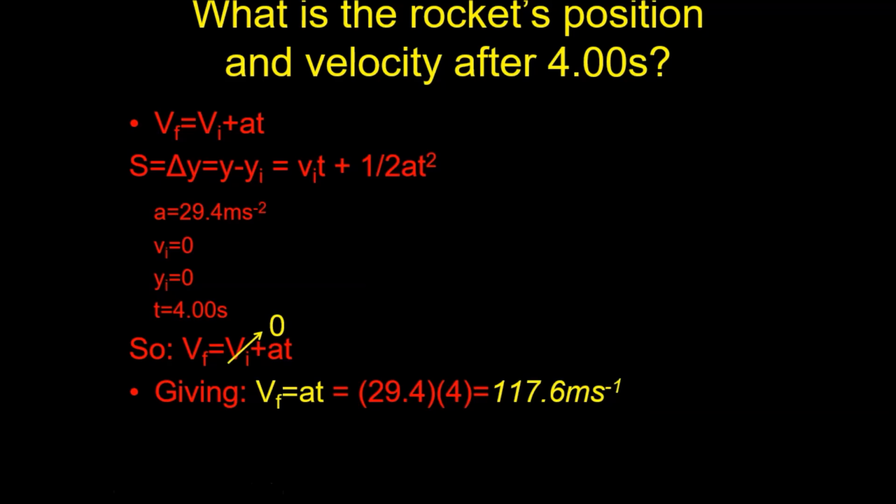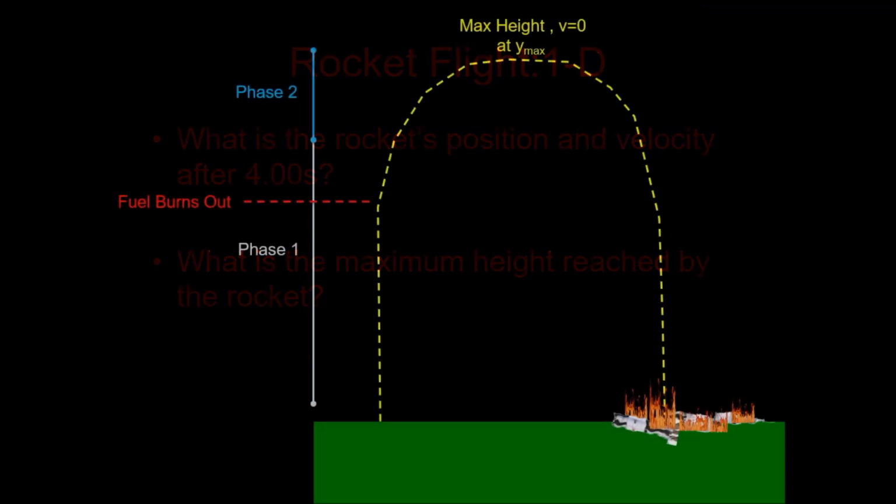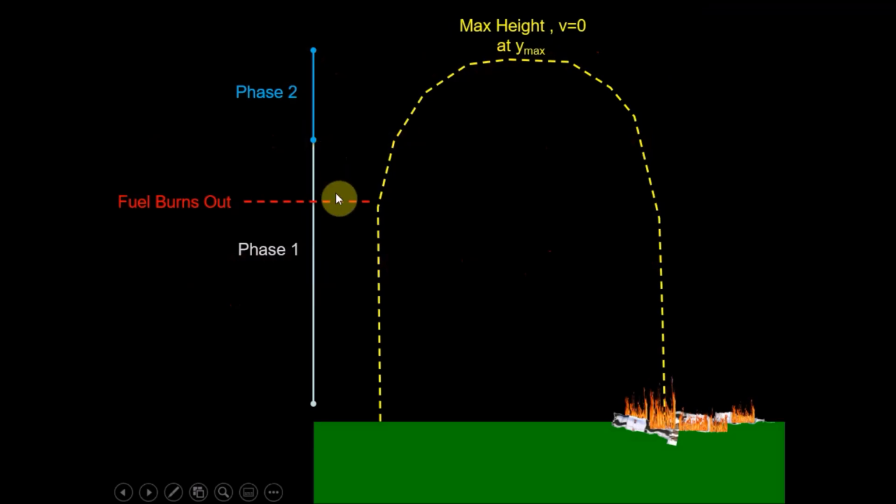Now, we have v. Now we can say y is equal to vit plus half at squared. So now we're tackling part B of this problem. Vi was 0, so this is half at squared now, and we can plug in our 4 seconds here and say this is half times 29.4 times 4 squared, which is 235 meters. So this is the height that the rocket was at after 4 seconds. This is not the maximum height of the rocket. This is the height of the rocket here at the end of phase 1.